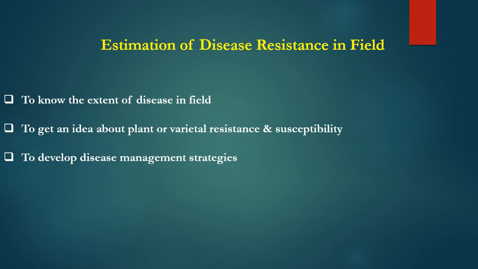So any plant pathology study actually starts from the field where the pathological problem is present, and we can't move forward if we don't know how resistant or susceptible our plants in the field are against the prevailing pathogen.